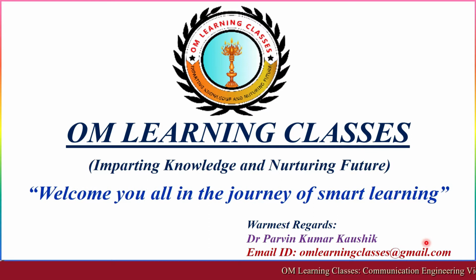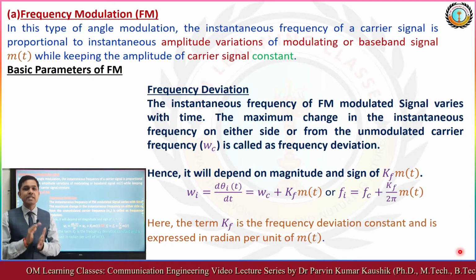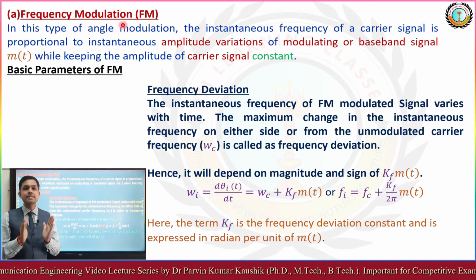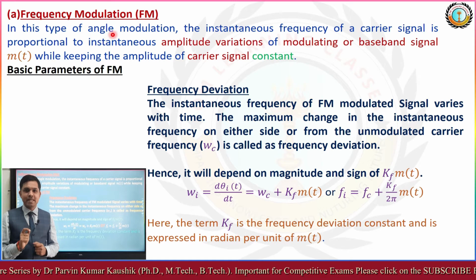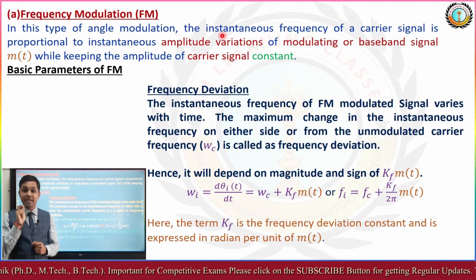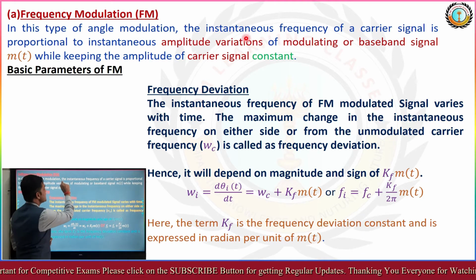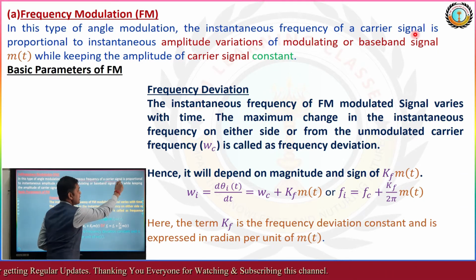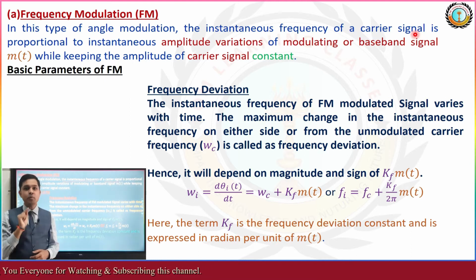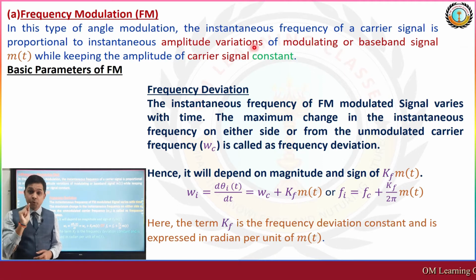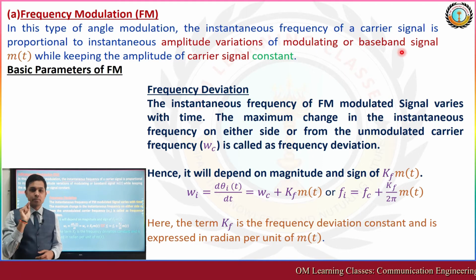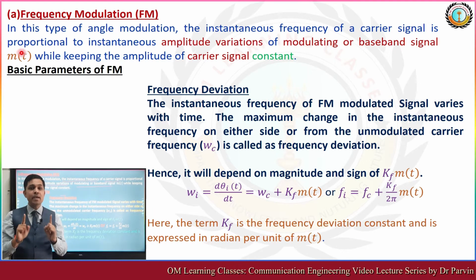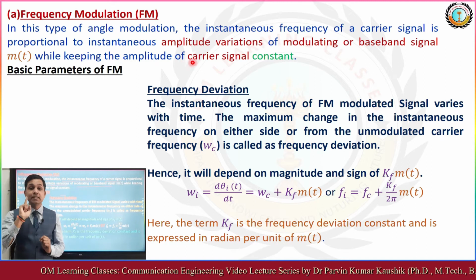In this lecture, we are going to learn the basic parameters of frequency modulation. As per the definition, frequency modulation is a type of angle modulation in which the instantaneous frequency of the carrier signal, I mention, the instantaneous frequency of the carrier signal, this is very important, is proportional to the instantaneous amplitude variation of the modulating signal, which is also known as the baseband signal, while keeping the amplitude of the carrier signal constant.